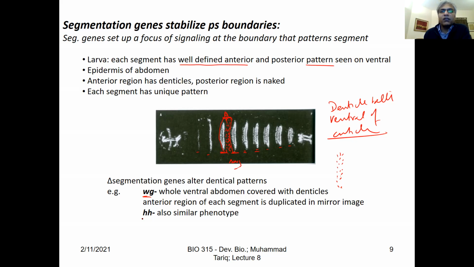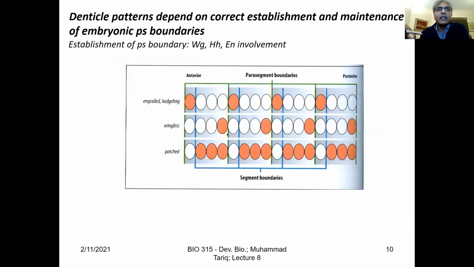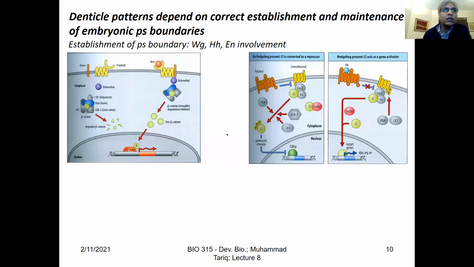And if you have a hedgehog mutation, you have the same phenotype as well. Whether you have delta wingless or delta hedgehog, the phenotype is the same. It means they are related. At the molecular level, this is just a repetition of wingless and hedgehog.